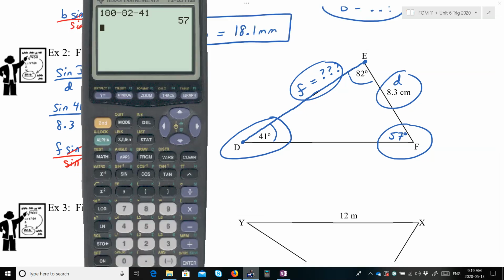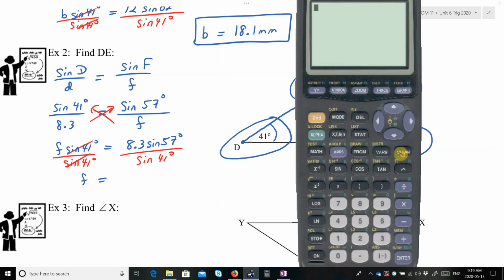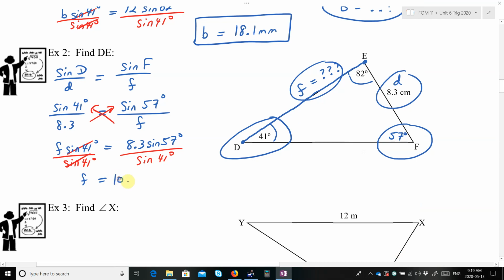And f is equal to 8.3 times sine 57. Divide that by sine 41. And we get 10.6. That is going to be centimeters. Okay, and that's how you do example 2.